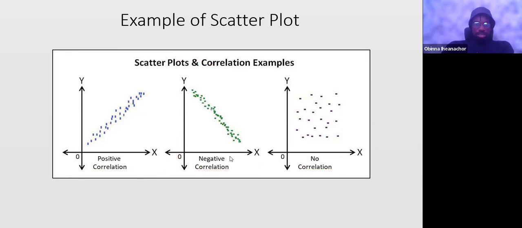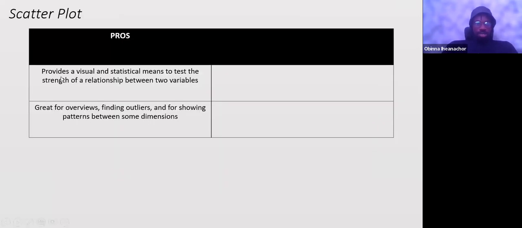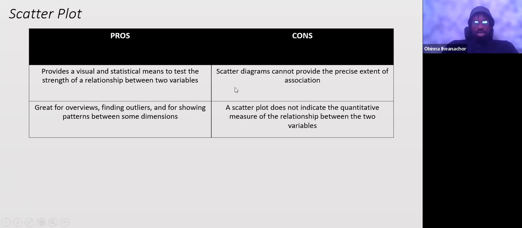So let's go on to the next slide. So the pros of scatter plots: it provides a visual and statistical means to test the strength of relationships between two variables. It's also great for overviews, for finding outliers, and for showing patterns between some dimensions. And the cons are, it can't provide the precise extent of association. So you can't tell from the plot what the exact correlation is. And lastly, it does not indicate the quantitative measure of the relationship between two variables.